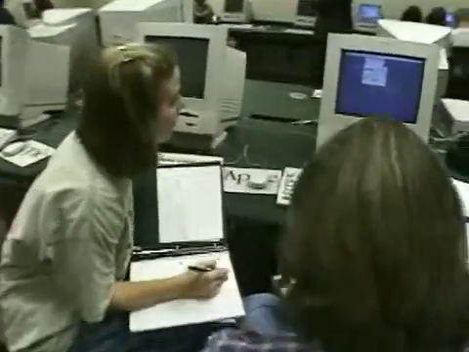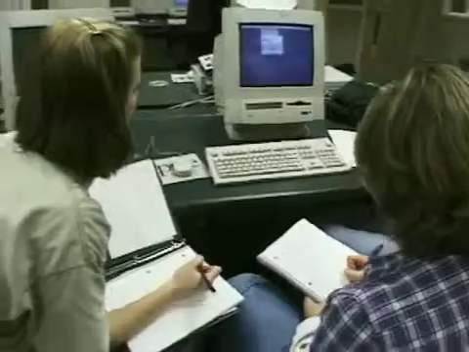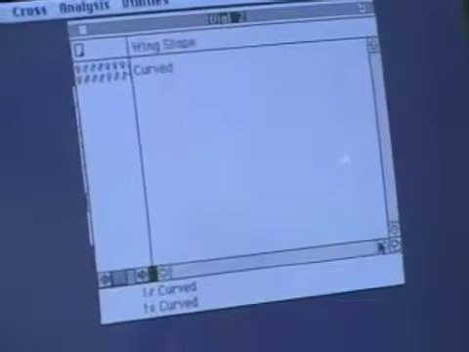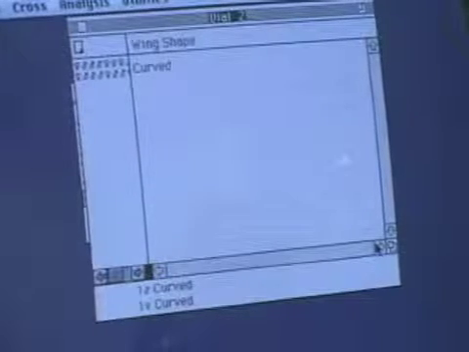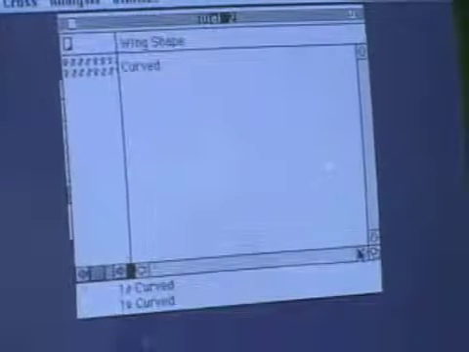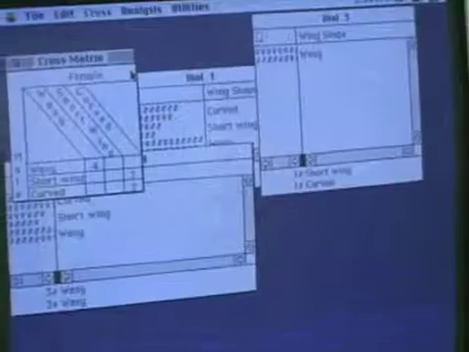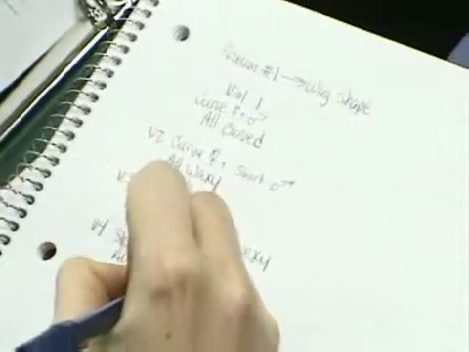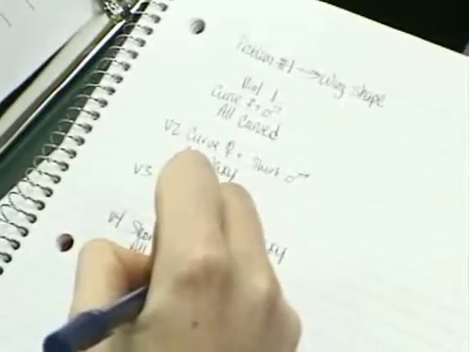Yeah. Let's try crossing two curves and see what we get. Okay, so you get all curved. All right. Let's go ahead then and try to cross two different ones, a curved and short one, and maybe just see if we can find a dominant one. Oh, wow. We have all waxy. Wow. What does this mean?